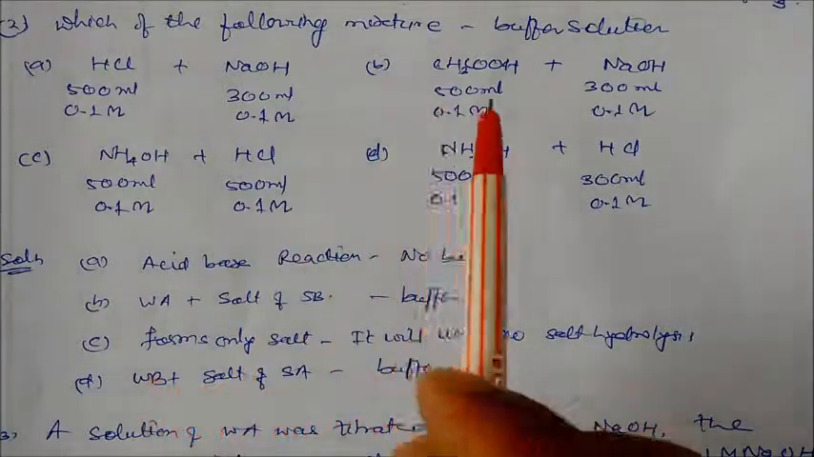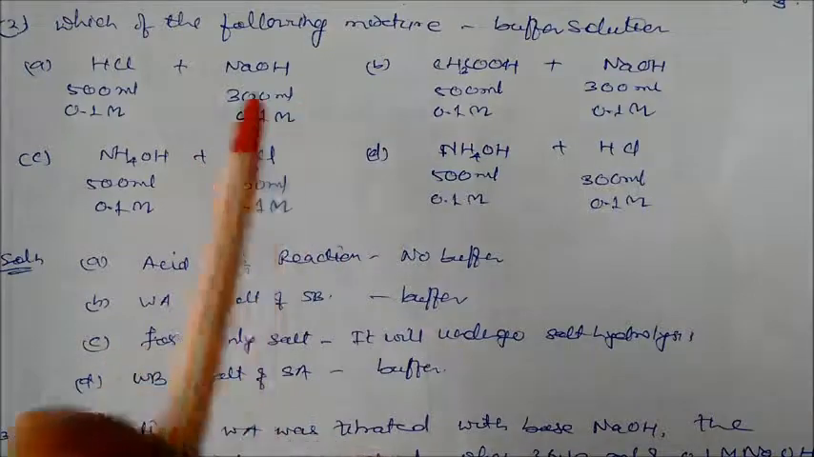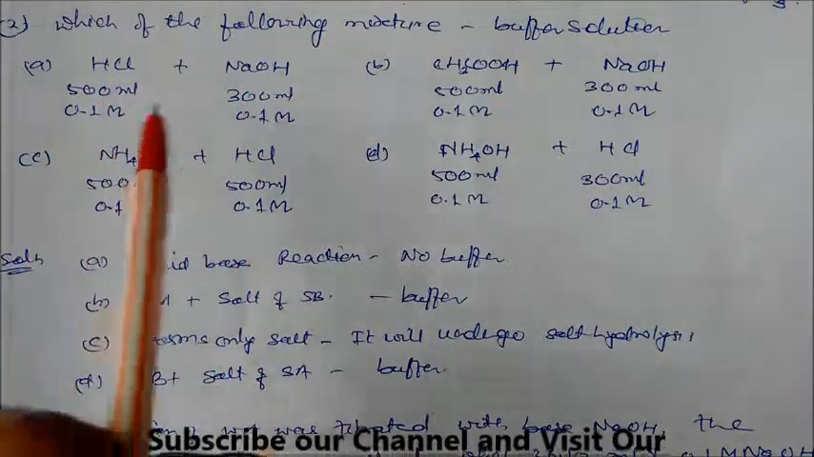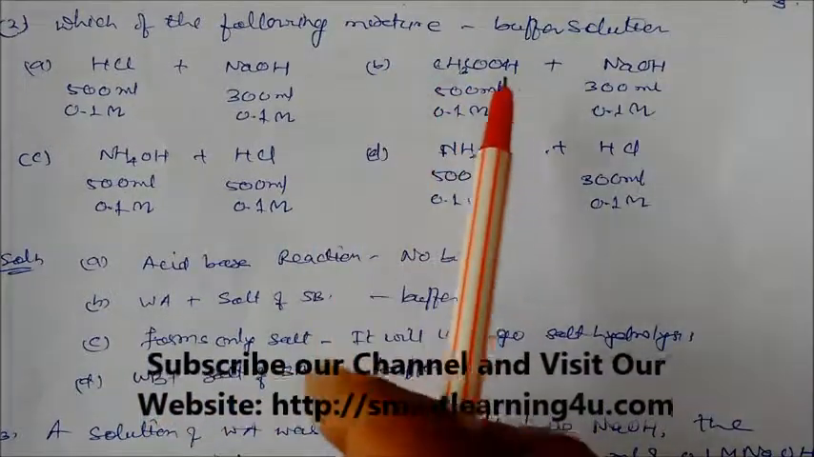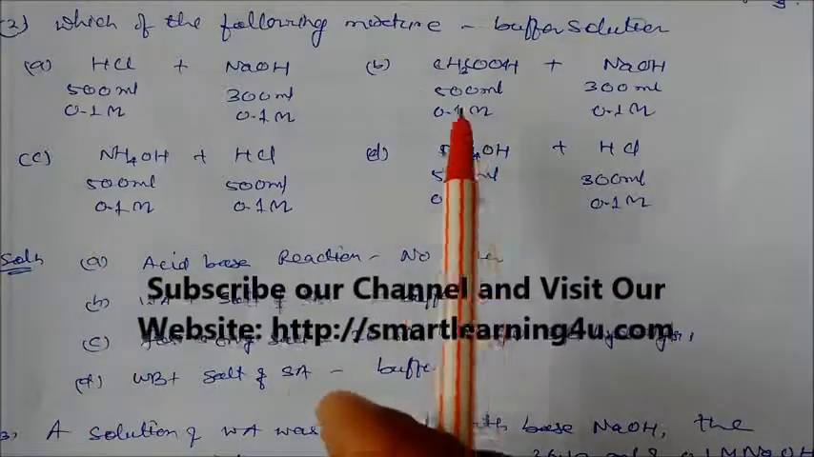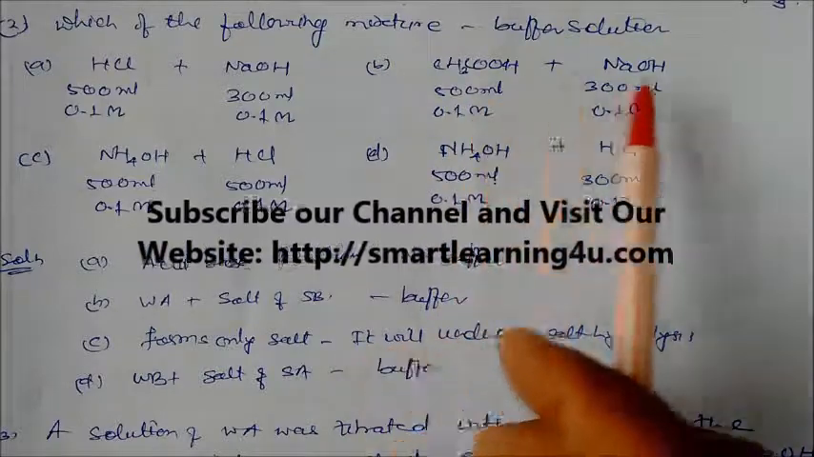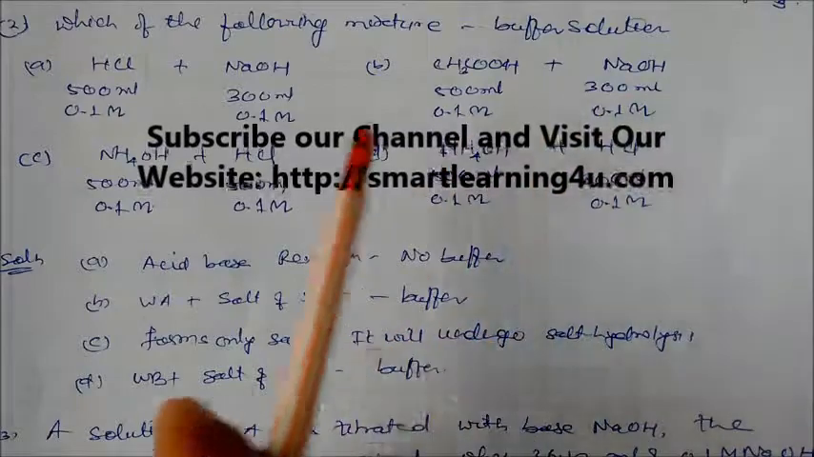Which of the following mixtures is called a buffer solution? We have options A, B, C and D. See here, a strong acid and a strong base. So this buffer cannot be possible. A buffer is possible only when the acid or base is weak. Second is weak acid, acetic acid, with a strong base. In the case of a strong base, this can form a salt, sodium acetate. So this can form a buffer.